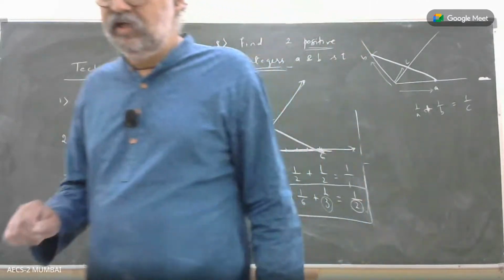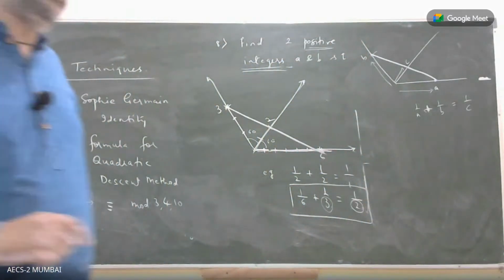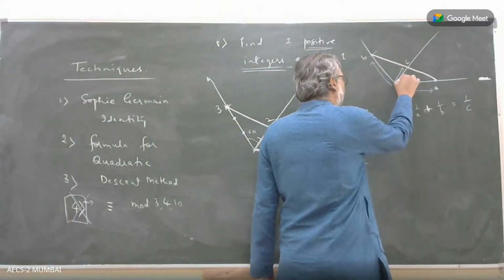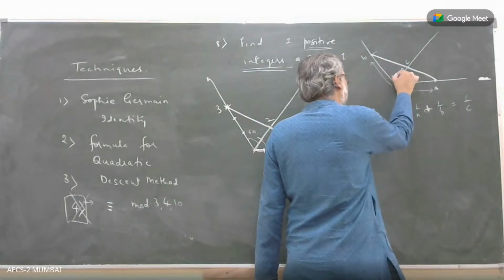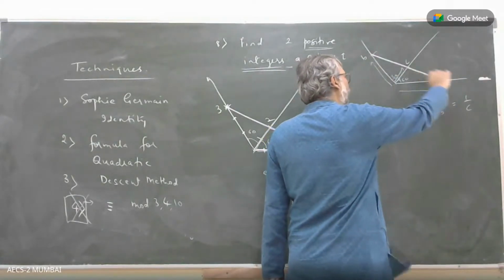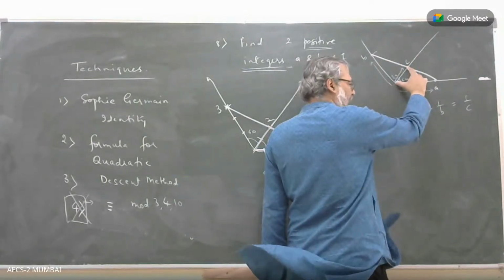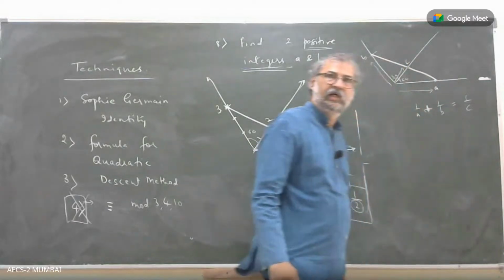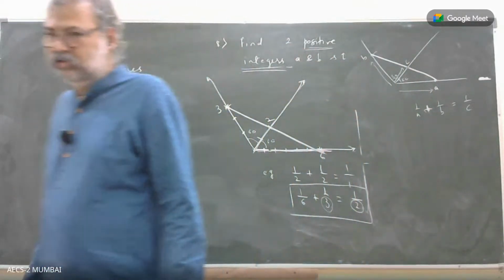1 by A plus 1 by B equal to 1 by C. Okay, so this we have to prove. Who is good at geometry? Yeah. So we'll prove this. If we make 3 lines with angle 60-60, if this distance is A, this is B, and we join them, this is C, then 1 by A plus 1 by B is 1 by C. Okay? So we have to prove this.